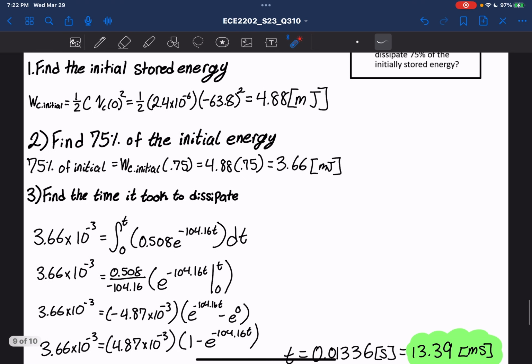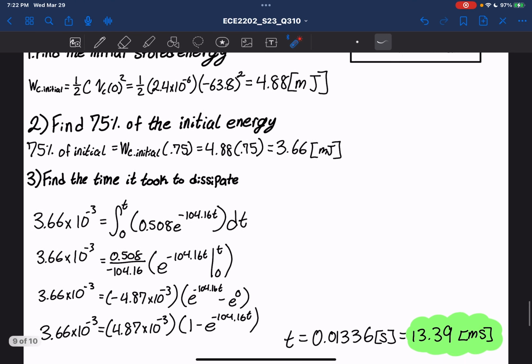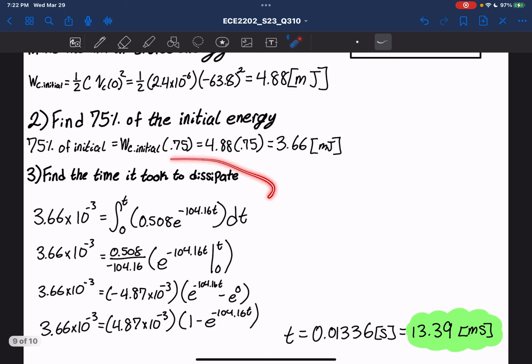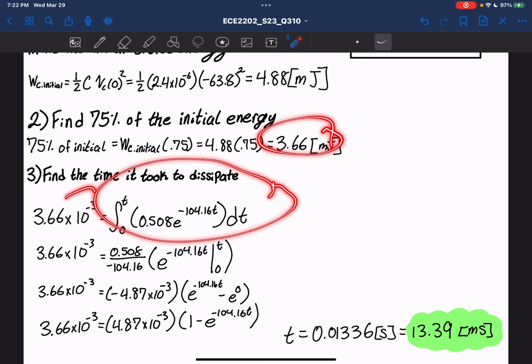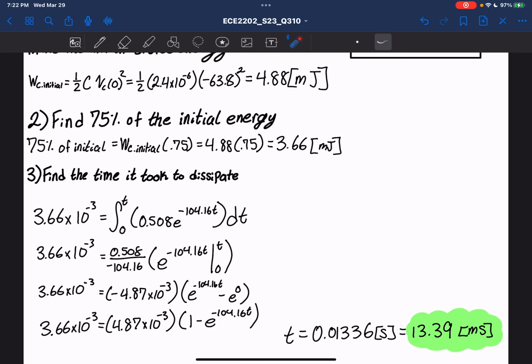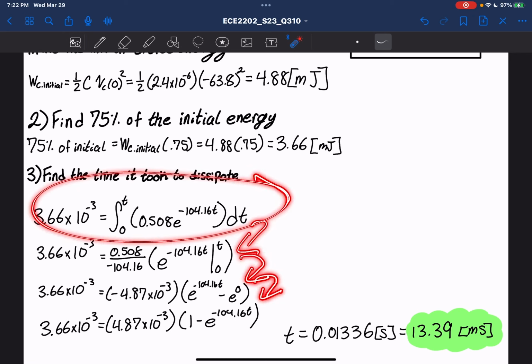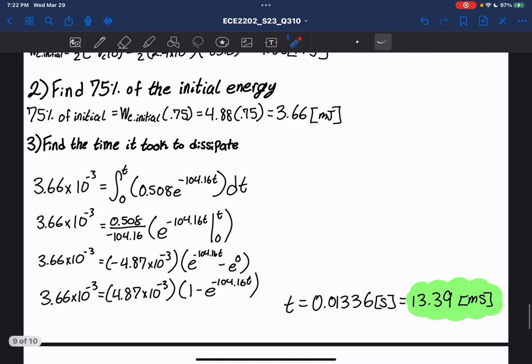And to find how long it took to dissipate that much energy, all we got to do is set the equation that we used earlier equal to this 3.66. It's in millijoules, so we got to multiply it by 10 to the negative 3, right? And we're going to leave the final time just as t because that's what we're going to search for. And I did these steps by hand, but in reality, all we got to do is plug that into a calculator that's capable of doing that. And that will lead us to our answer, where the time it takes to dissipate 75% of that initial energy is 13.39 milliseconds.